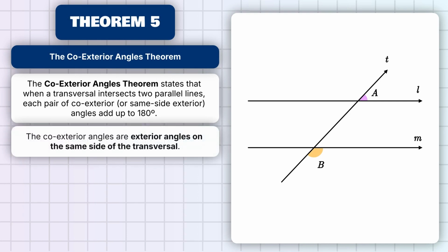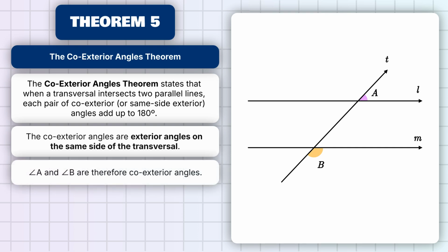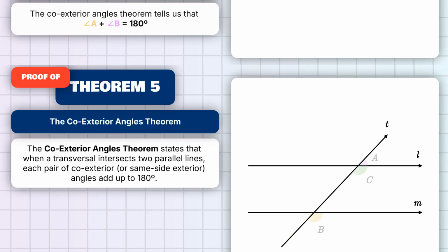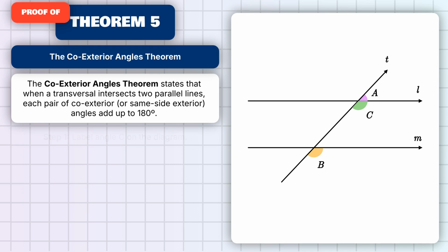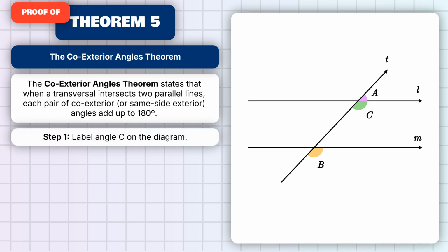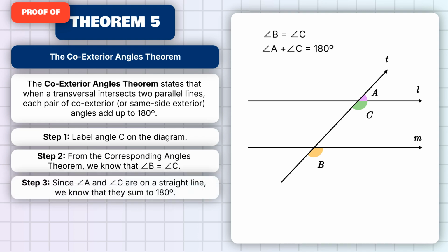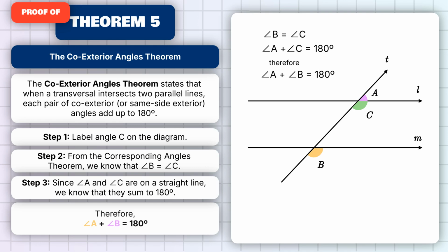The co-exterior angles are exterior angles on the same side of the transversal. With this in mind, we can see that angles A and B are co-exterior. The co-exterior angle theorem tells us that A and B will add up to 180 degrees. The proof of this is straightforward. We can label the following angle C in our diagram. Angle B and C are corresponding angles, so they are equal. Additionally, since angle A and C are on a straight line, they add up to 180 degrees. This means that angle A and B must also add up to 180 degrees.